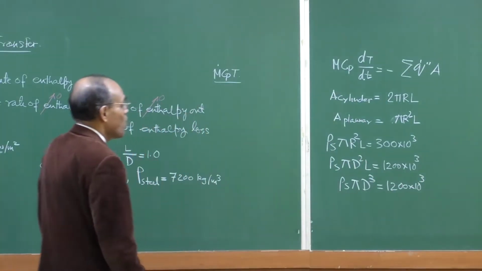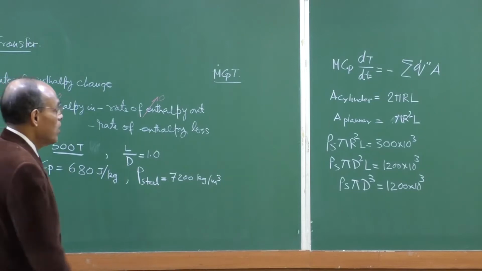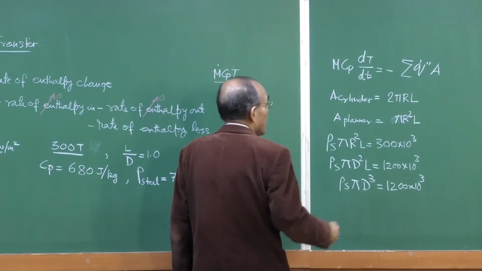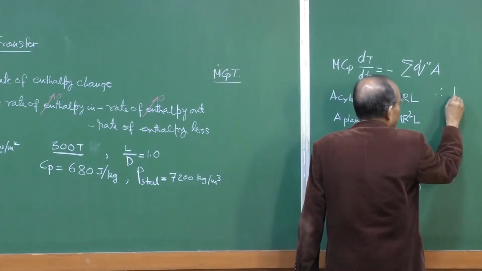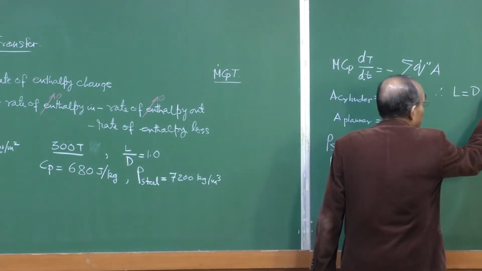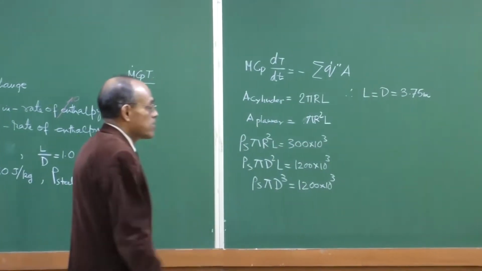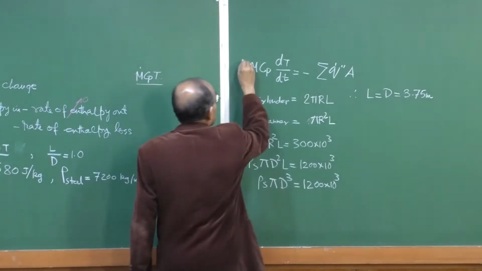So, rho s is 7200, pi is 3.14. We can find out the cube root of d from this expression, and it comes out that L is equal to d is equal to 3.75 meter. Now, we are in business. So, we can apply this equation.